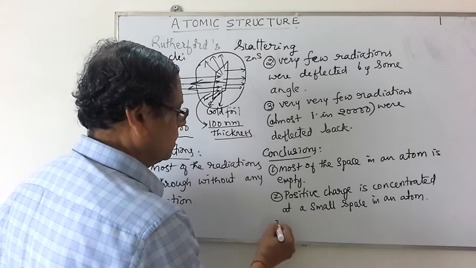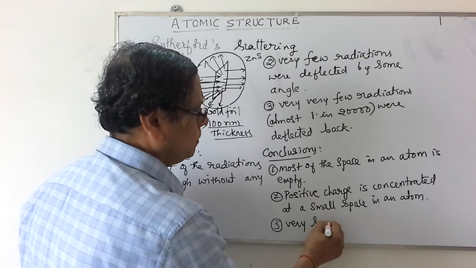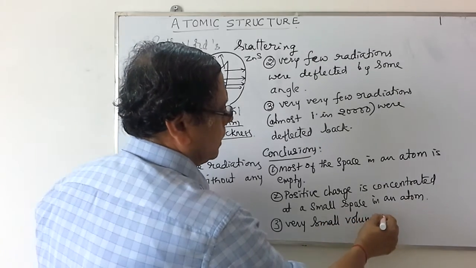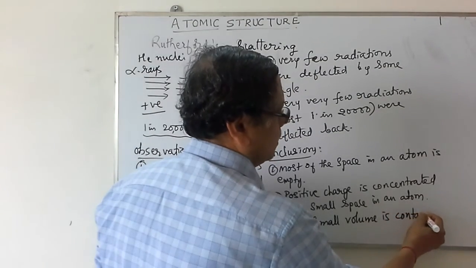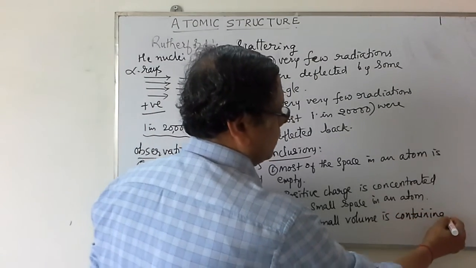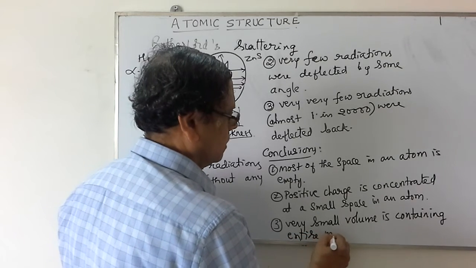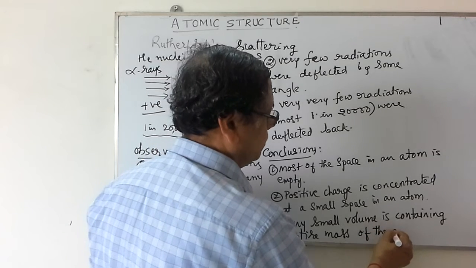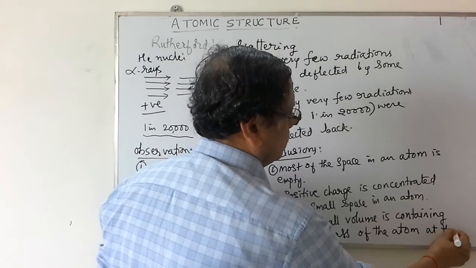The third one is very small volume. A very small volume is containing the entire mass of the atom at the center.